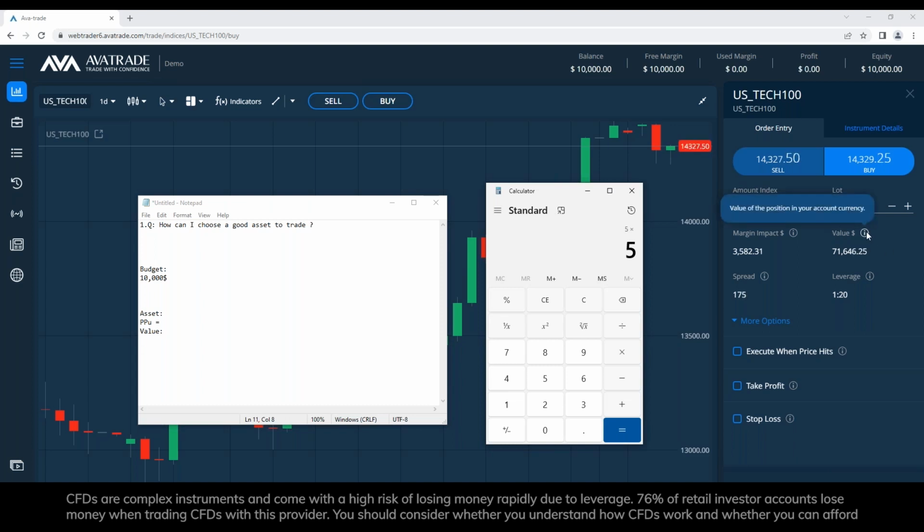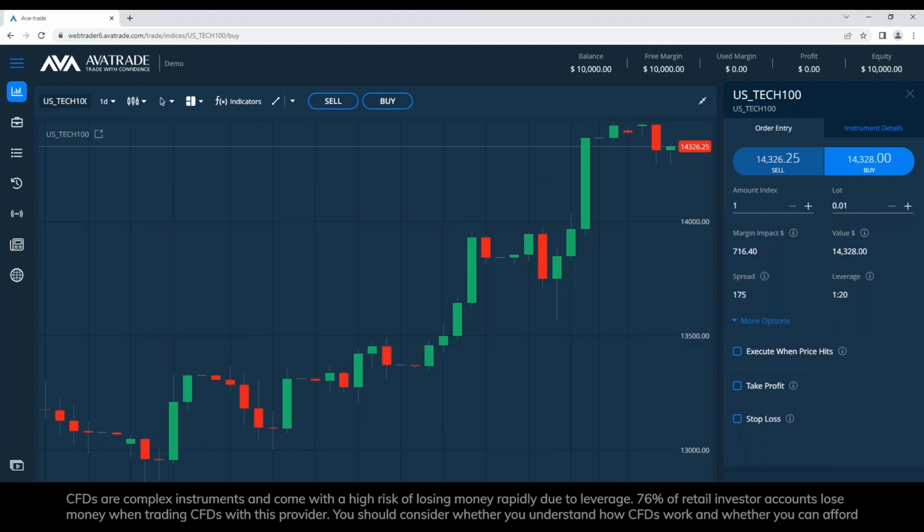What it says here, value of the position in your account currency. Okay, but what it actually means is 5 multiply 14,328. So that's that figure. Okay, so that's the value is 71,000. Let's say, you know what, let's go with the round number, 71,500. Okay, it seems like it keeps on bouncing. Just want to have a figure to rely on. So that's 5. Oh, sorry. We said that we're gonna go with 1. So we'll have it in with 1, and then perhaps we'll have another example.